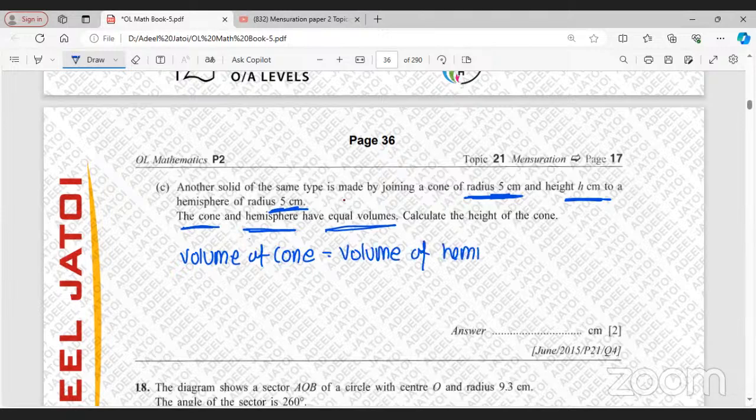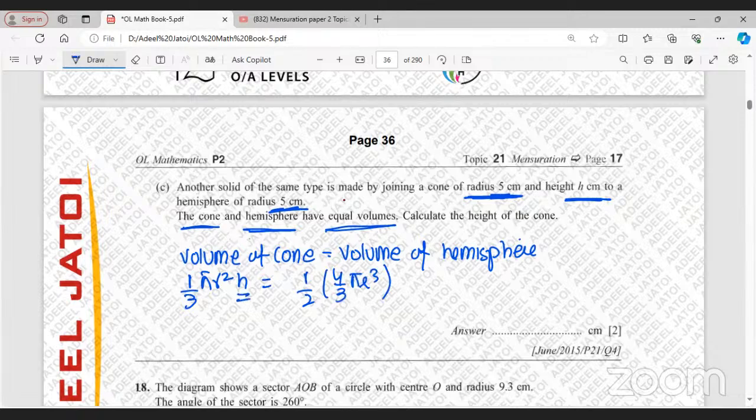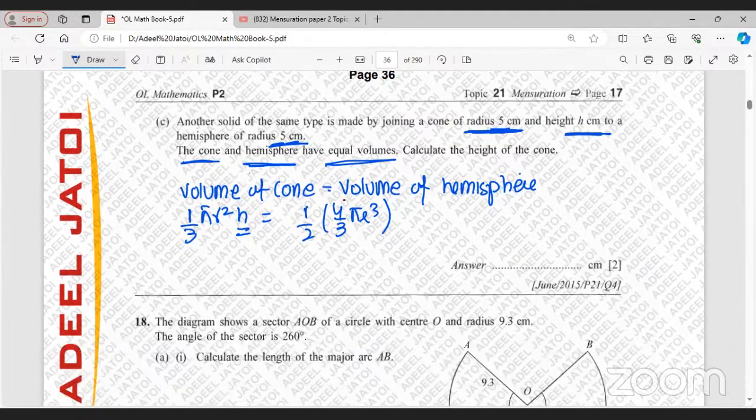Because both are given as equal, right? So if these are equal, then automatically we can write down the equal to sign. And the volume of the cone formula is 1 upon 3 pi r square h is equal to 1 upon 2 times 4 upon 3 pi r cube. Now, since we need to find h, we can easily use the volume of the hemisphere. Because the radius is the same, right? So 1 upon 3 pi 5 square h is equal to 1 upon 2 times 4 upon 3 pi 5 cube.